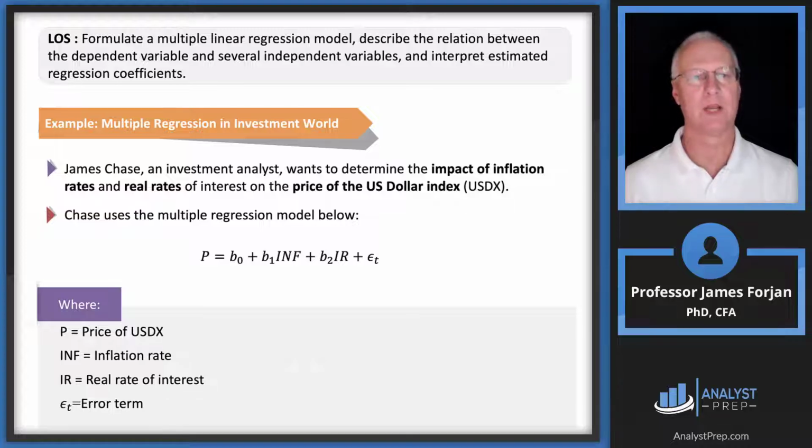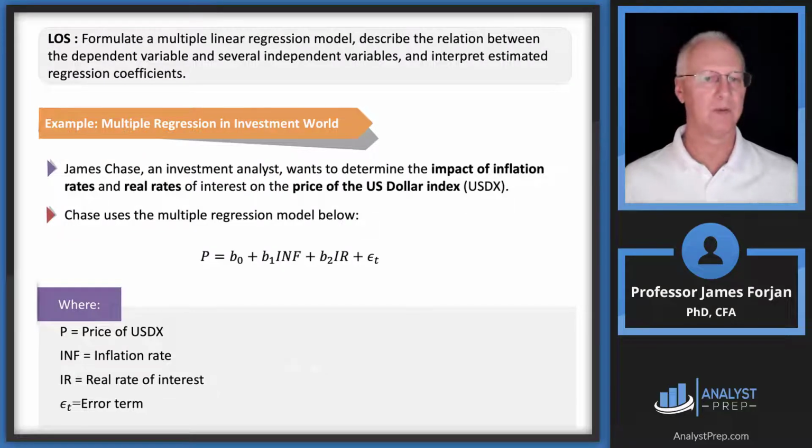All right, let's go ahead and look at an example. Here we go. Impact of inflation and real rates on the price of the US dollar. So look on the left-hand side of the equal sign. There's our dependent variable, the price of a US dollar index, whatever that is. And it's probably a basket of exchange rates between the US dollar and, maybe 5 or 8 or 10 or 20 different currencies out there. So you have this basket index.